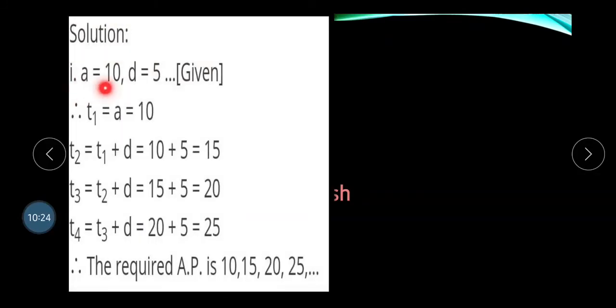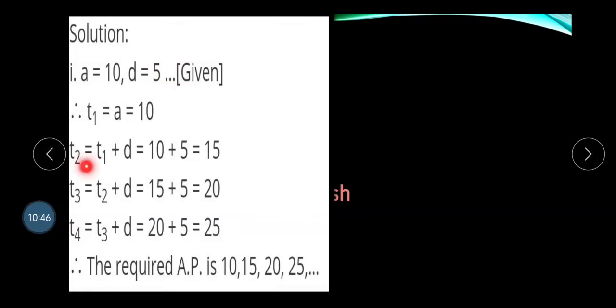Here A is equal to 10, D is equal to 5, which is given. A means the first term. T2: we need to take T1 plus the difference. So we need to add both of them, T1 plus the difference. That is 10 plus 5.